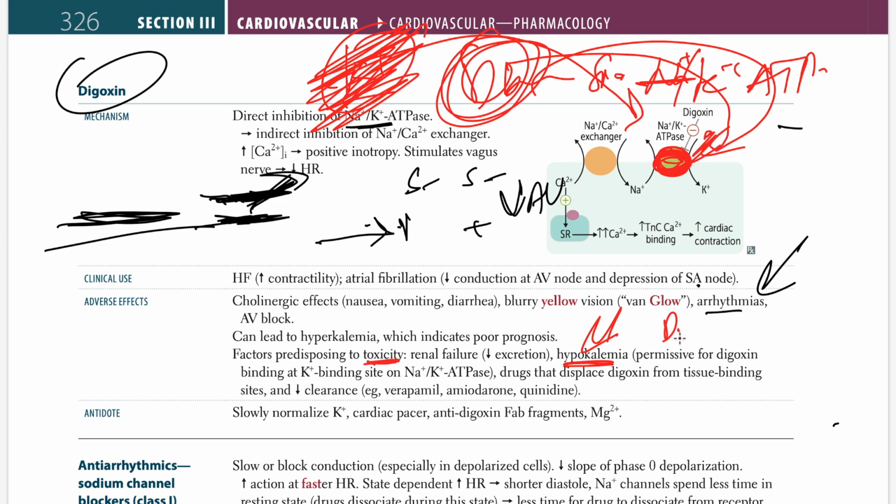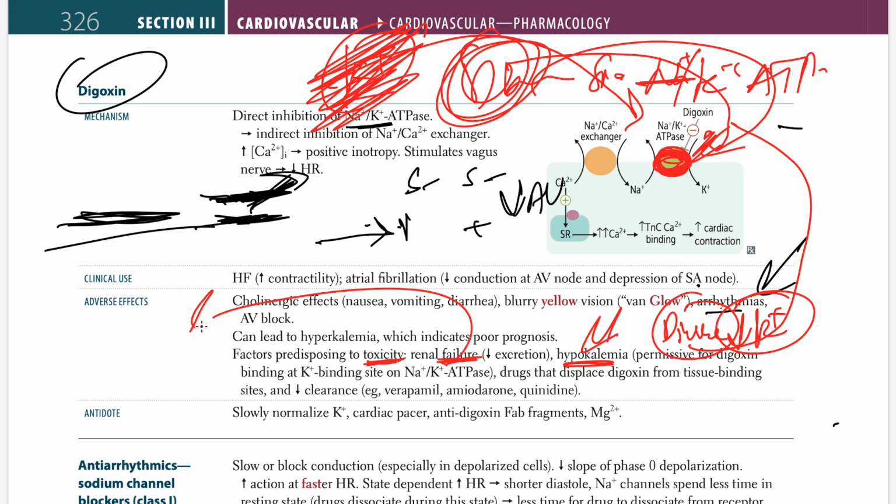Or if you give some diuretics that decrease the potassium level, that is still going to cause the toxicity. Renal failure is also an important thing. So in older patients, let's talk about renal failure.